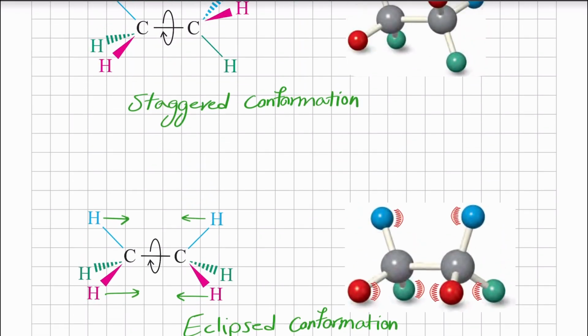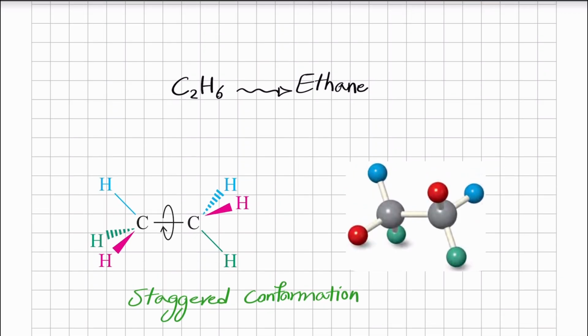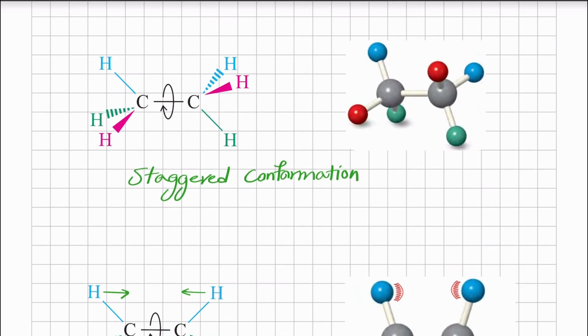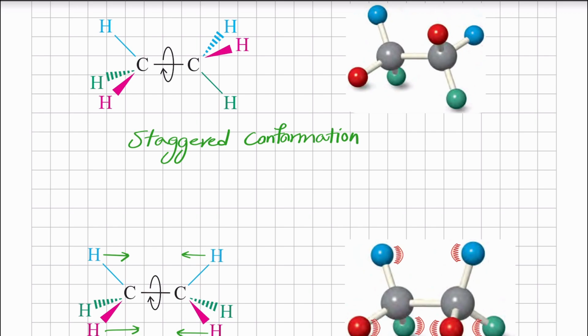So, staggered and eclipsed conformations interchangeably exist in a mixture of, let's say, ethane. And these two molecules, or better to say, these two conformations, can convert to each other really easily. So, to show it a little easier, we want to have a new model, which is called Newman model. In Newman model, we can understand the staggered and eclipsed conformation easier. Now, let's find out what the Newman model is.